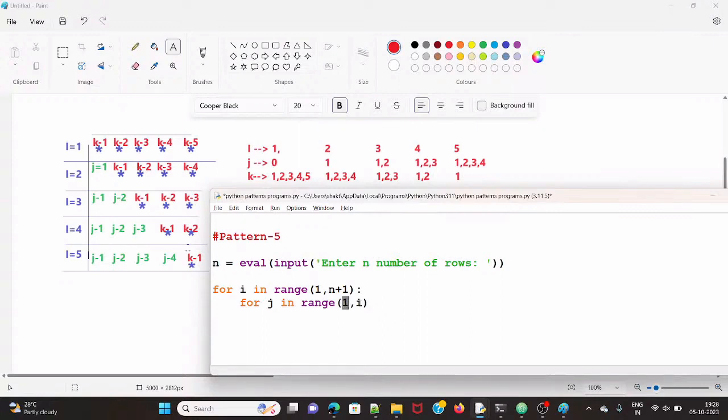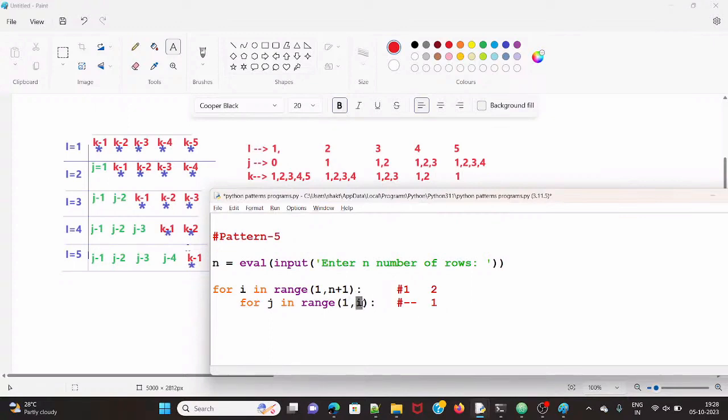Next time, when I value is 2, 1 comma 2 means 1 will come. When I value is 1, no iteration, guys. Remember, 0 means no iteration. Don't think that 0 will come. No. Otherwise, remove that one, I make just like this. Next, when I value is 2, 1 comma 2 means 1 will come, guys. Like that, 1 is coming up.